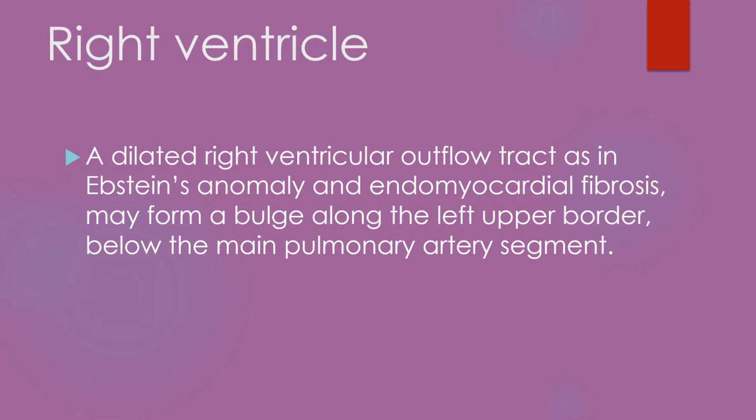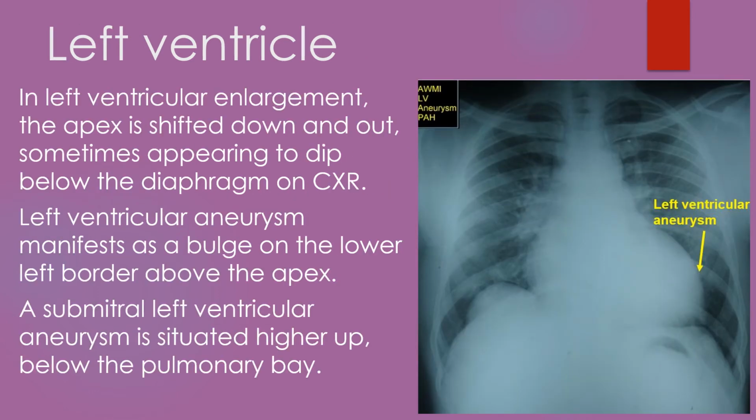A dilated right ventricular outflow tract, as seen in Ebstein's anomaly and endomyocardial fibrosis, may form a bulge along the left upper border below the main pulmonary artery segment. In left ventricular enlargement, the apex is shifted down and out, sometimes appearing to dip below the level of the diaphragm on chest X-ray. Left ventricular aneurysm manifests as a bulge on the lower left border above the apex. A submitral left ventricular aneurysm is situated higher up, below the pulmonary bay.